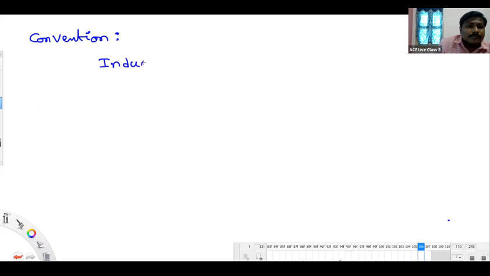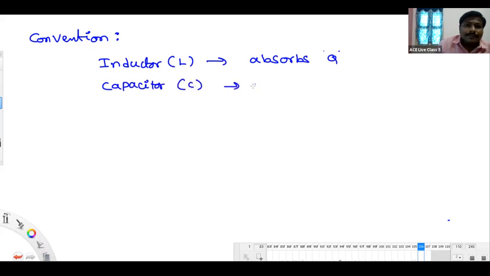Inductor absorbs reactive power, capacitor C delivers reactive power.